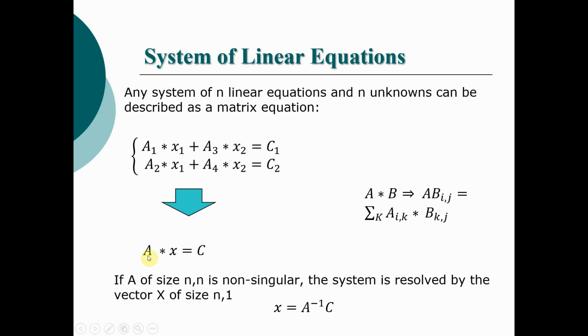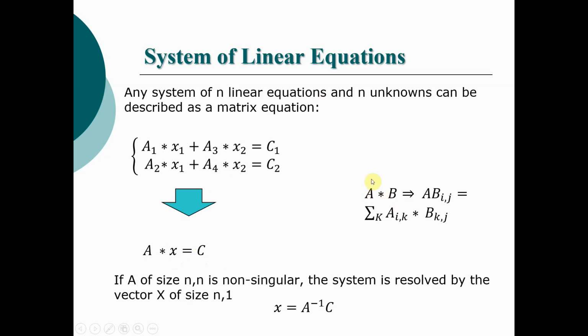If you know the basics of matrix operations, if A is A1, A3, and you multiply it by the vector x1 and x2, you get exactly the same left hand side for the first equation, and the same thing for the second row. This is how you can convert a system of linear equations into a matrix equation. A is the matrix of coefficients, x is the vector of unknowns, and c is the vector of right hand side.